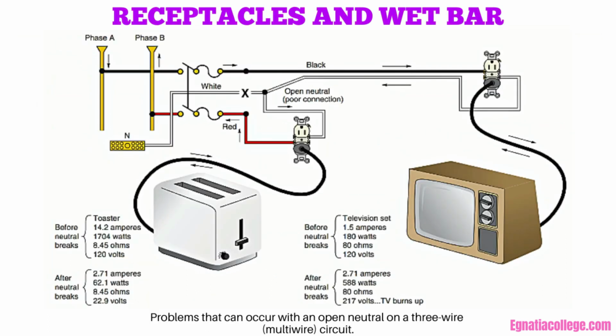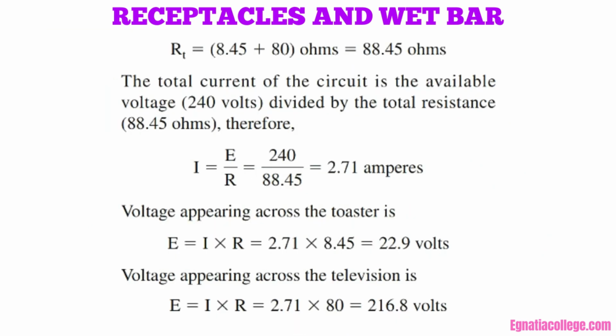This figure shows what can occur if the neutral of a 3-wire multi-wire circuit opens. Trace the flow of current from phase A through the television set, then through the toaster, then back to phase B, thus completing the circuit. The following simple calculations show why the television set, or stereo or home computer, can be expected to burn up. With the neutral broken, the TV and the toaster are connected in series across 240 volts. You can see the calculations illustrated in this slide.